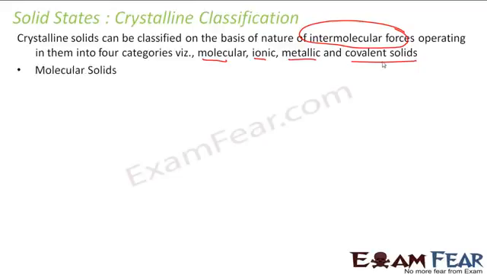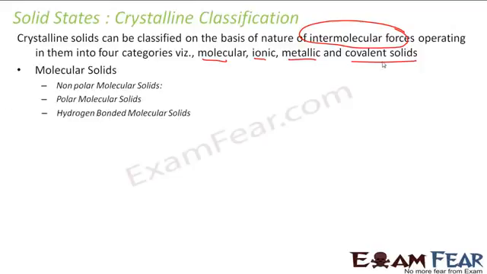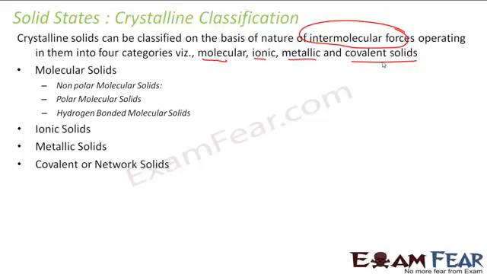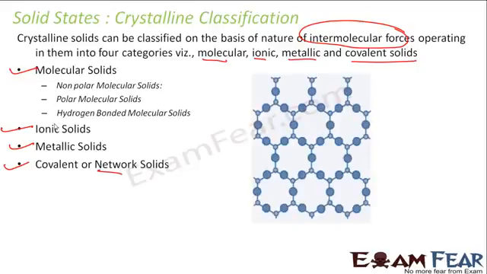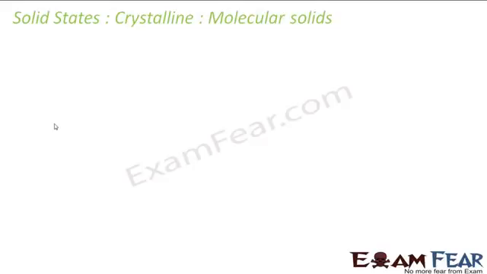In fact, the molecular solids are further classified into non-polar molecular solids, polar molecular solids, and hydrogen bonded molecular solids. Ionic solids are not further classified, and metallic solids also don't have any further classification. Covalent solids are also called network solids. This is the typical classification of crystalline solids. So let's start with molecular solids.